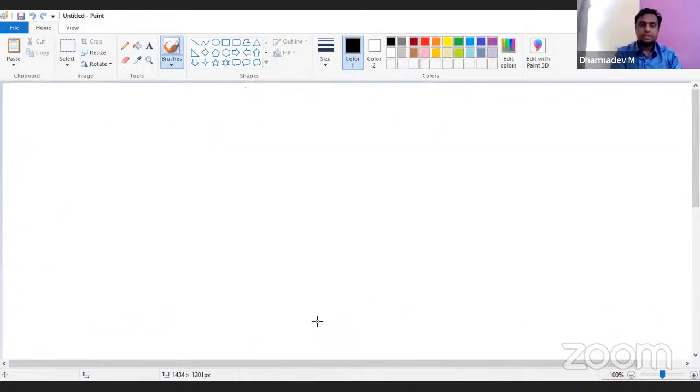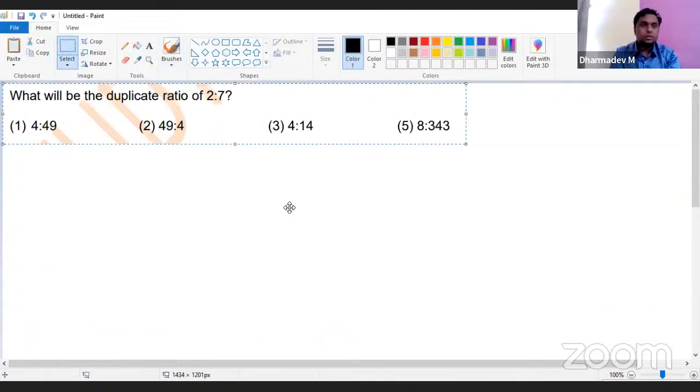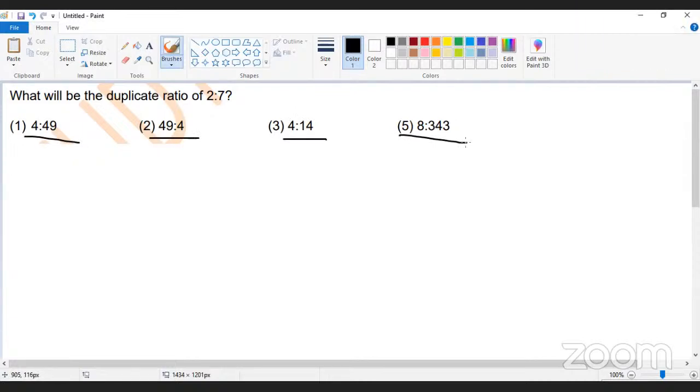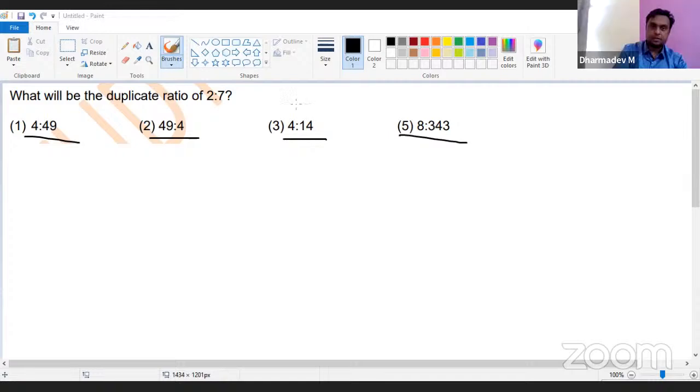Can you see the question? Just start with this. So 2:7. What will be the duplicate ratio of 2:7? That means what would be the proportion of 2:7? So if I divide, again, I have to get 2:7. Whatever the numbers you use to divide it, again, you should get 2:7. So number 3, 4:14. Yes, that's all done.